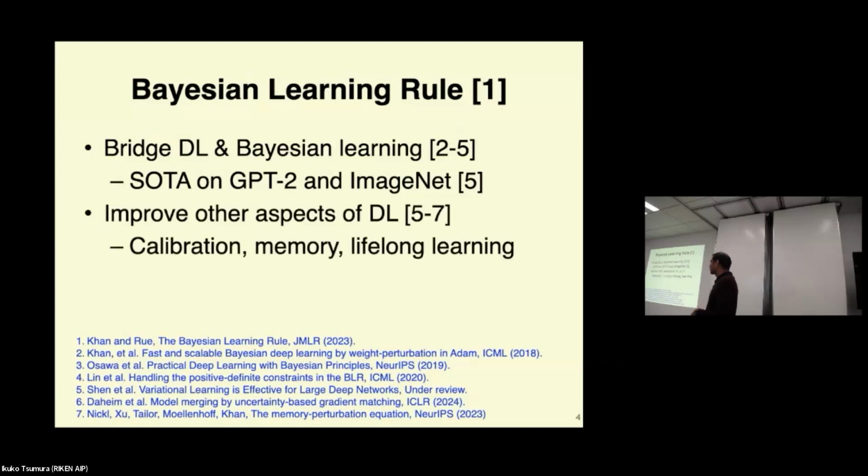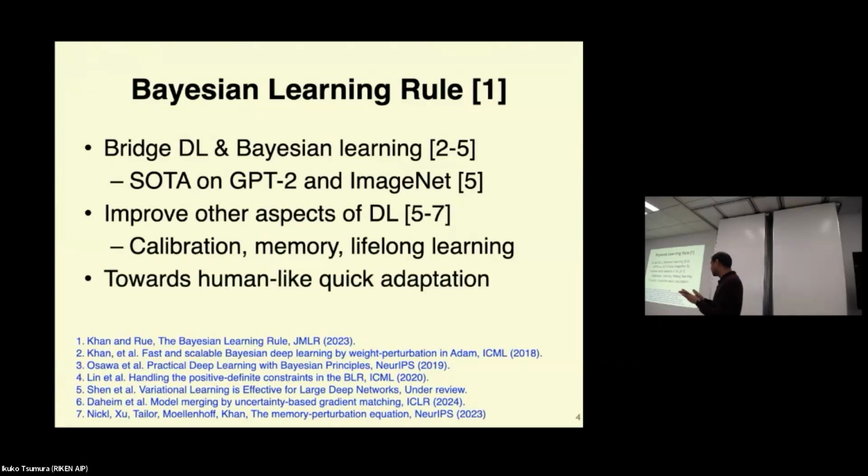But we're not just doing this because it's good to be Bayesian. We are also trying to show that if you're able to use these Bayesian methods, you're able to improve other aspects of deep learning. So I'll talk very briefly about calibration and understanding the model, the memory of the model, and then how to use that memory to add new data that may be new or old, to do lifelong learning, for example. Ultimately, this is what we want: human-like quick adaptation. We're not there yet, but we're on a very good path, and I just want to give you a snapshot of where we are right now.